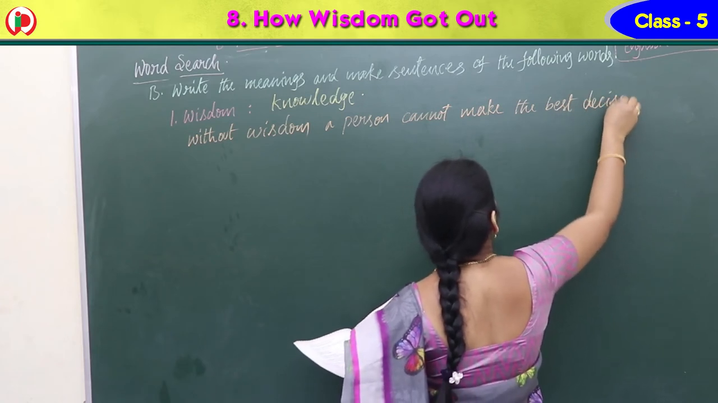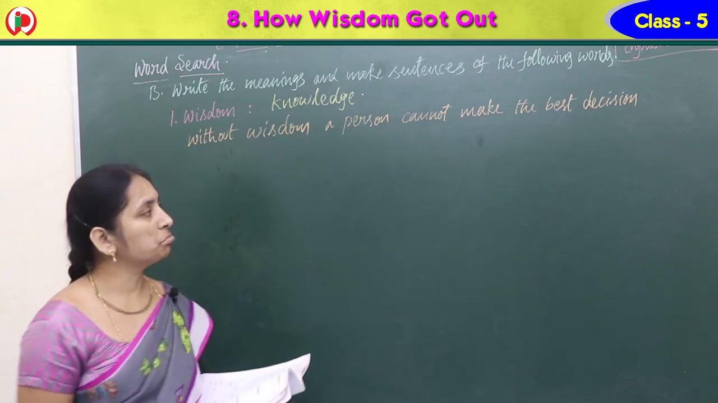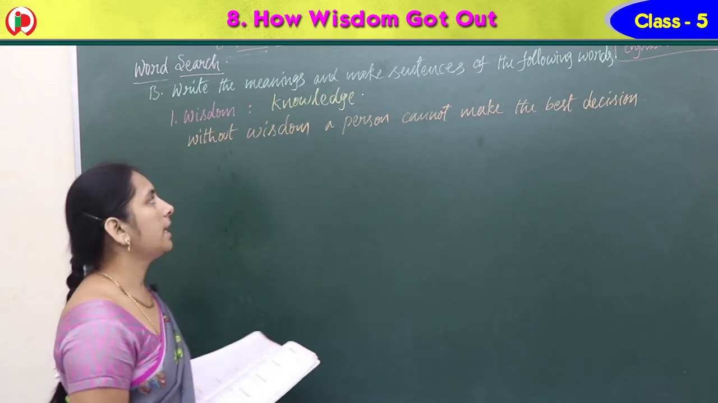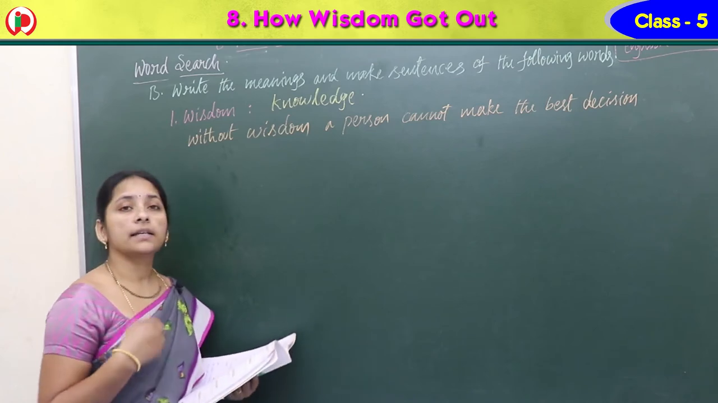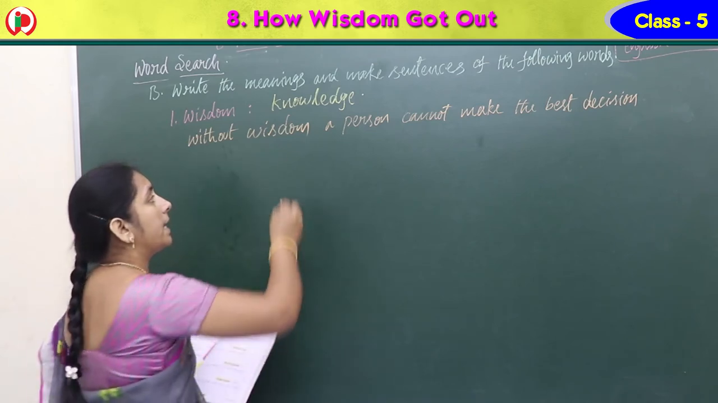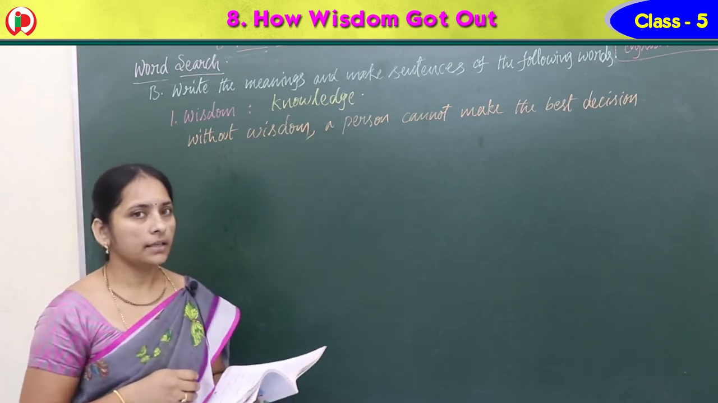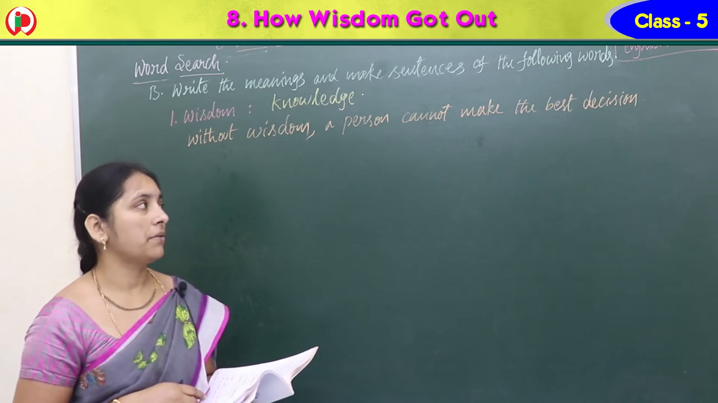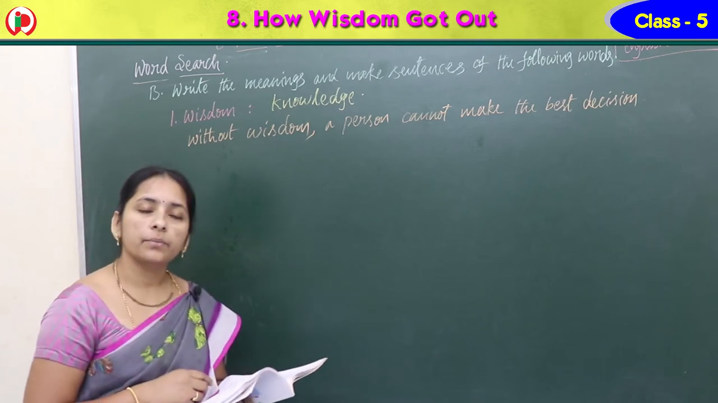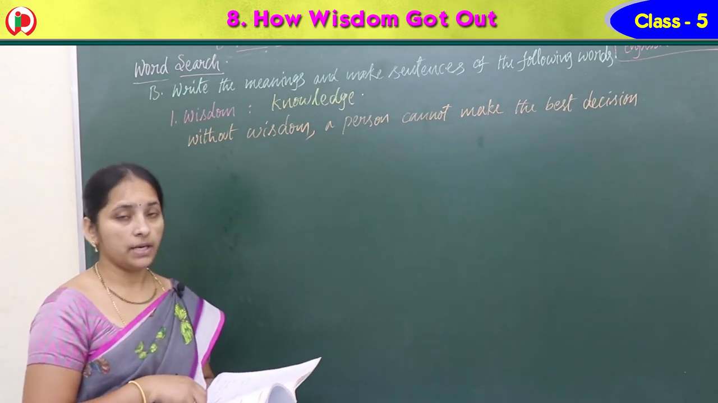Can we take any decisions properly without knowledge, without wisdom? Never at all, right? So wisdom means knowledge. So what's the sentence? Without wisdom, a person cannot make the best decision, right? Can we take any best decision? Never at all. So a person cannot make the best decision. Okay, ma. So that is the first one I have given.